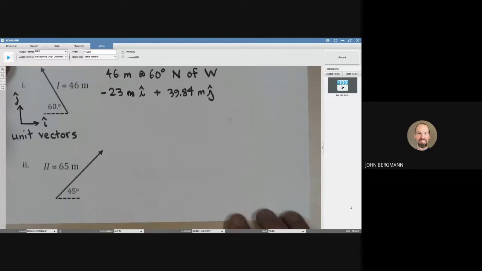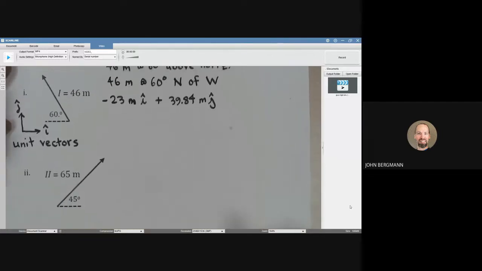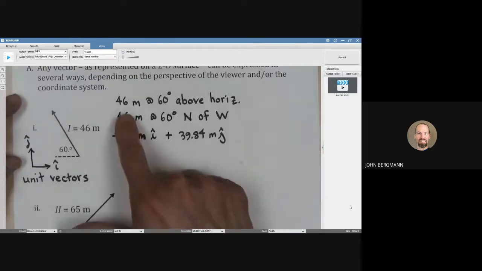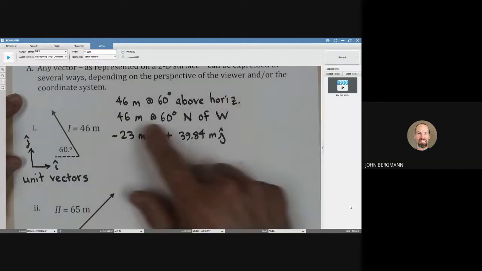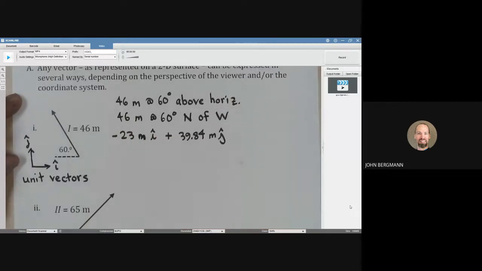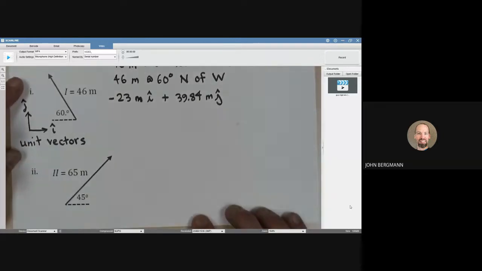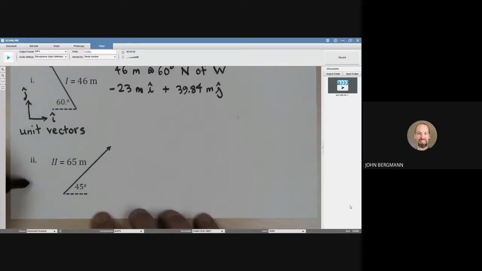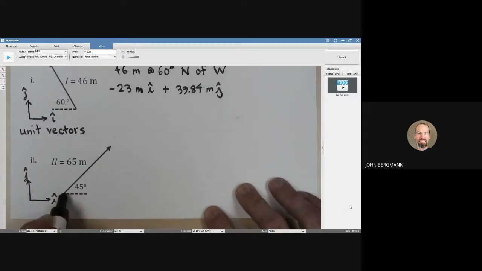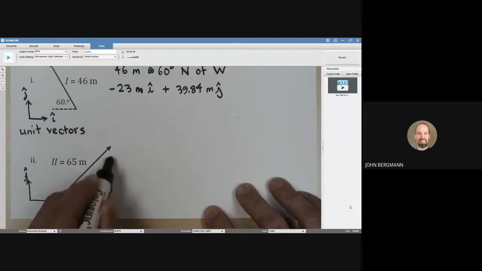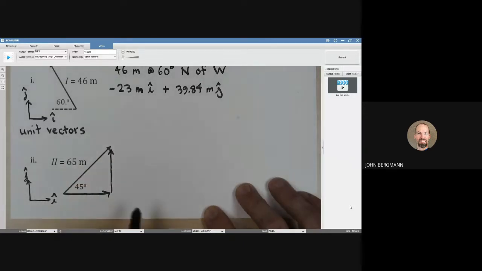Now, what I'm going to do for the rest of these, since you've probably in your earlier physics classes had a lot of exposure to above horizontal or below horizontal or north of west, we're just going to do I hat and J hat for these next couple. Again, the J hat vector points in the Y direction. It's got a magnitude of 1. The I hat vector points in the positive X direction. And so this vector would be represented as, basically, we're taking this component here and that component there, and we're just writing it in a slightly different way.